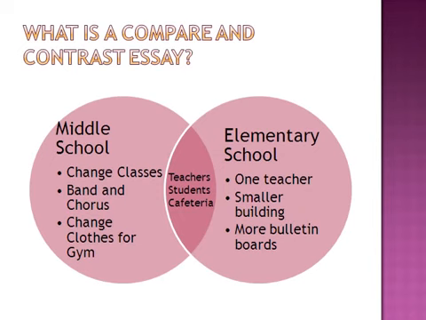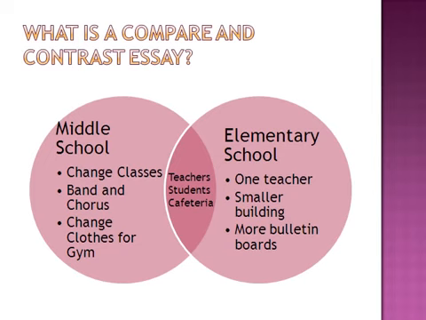A compare and contrast essay is when you are looking at the similarities and the differences of two or more things. For example, in this Venn diagram, which is a great graphic organizer to use for a compare and contrast essay, we are comparing middle school to elementary school. And then on the left side, underneath middle school, we talk about all of the things that are unique to middle school. Unique meaning that they only happen in middle school.